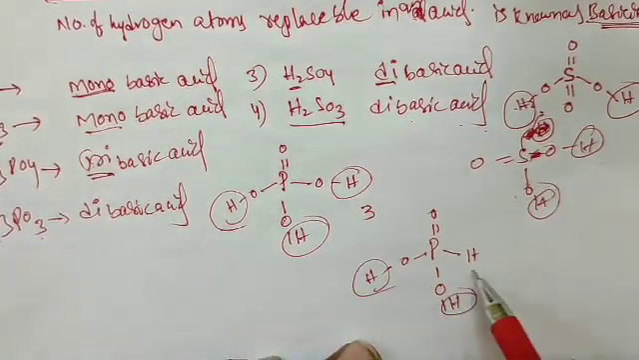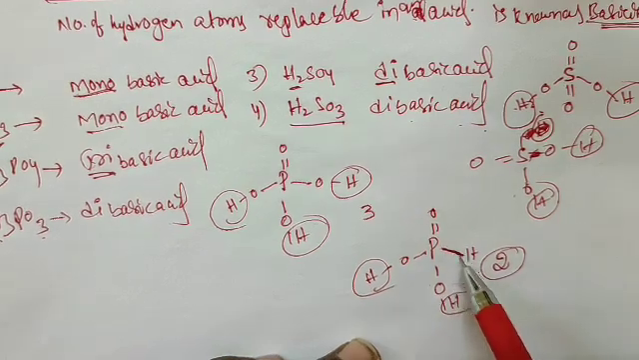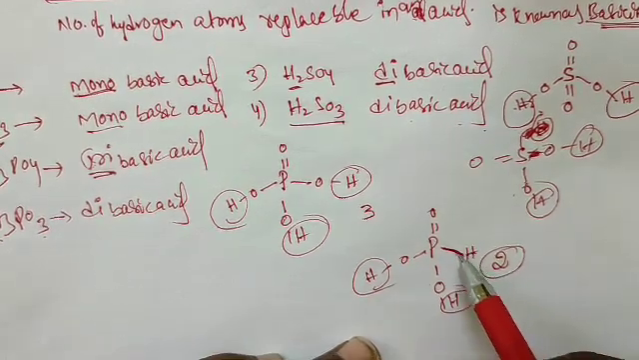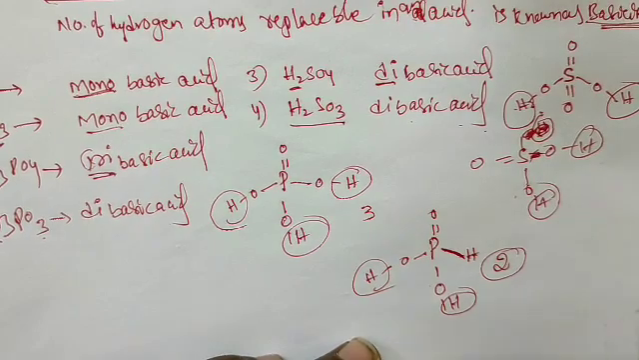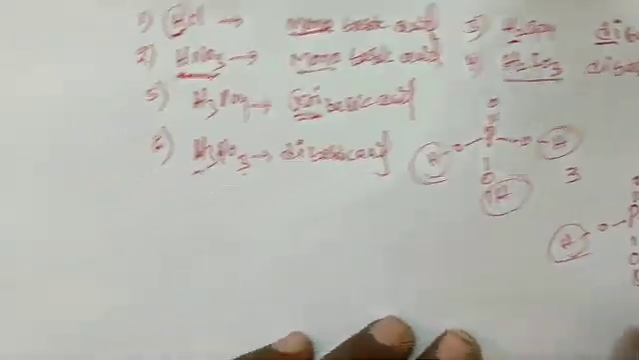This one and this one are the only replaceable hydrogens. How many? Two replaceable hydrogens. This one is not a replaceable hydrogen atom; it is strongly bonded with phosphorus. That is why H3PO3 is a dibasic acid.